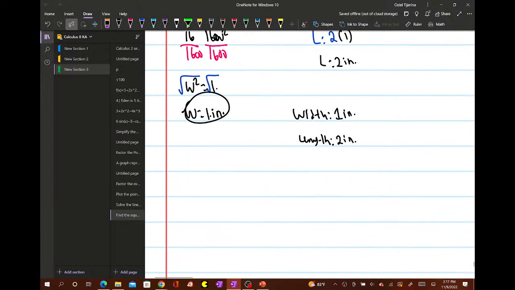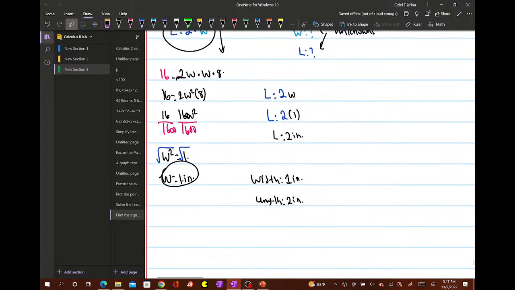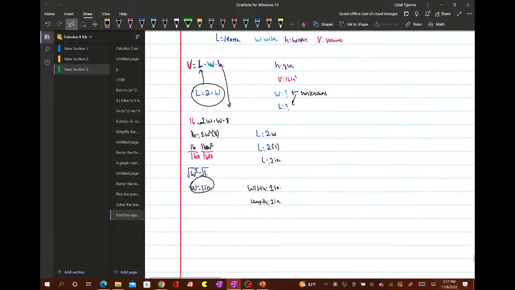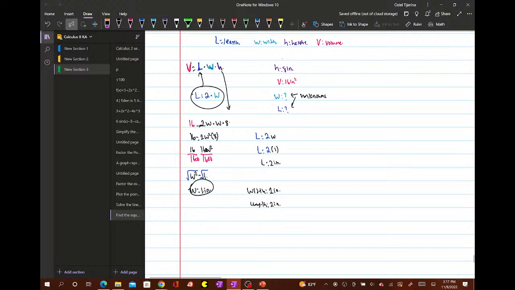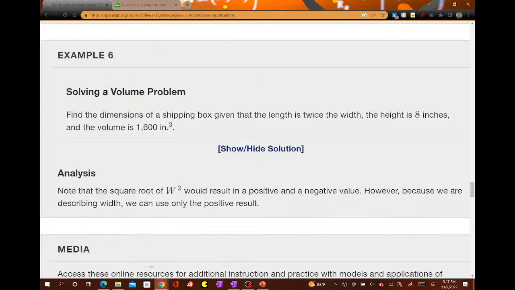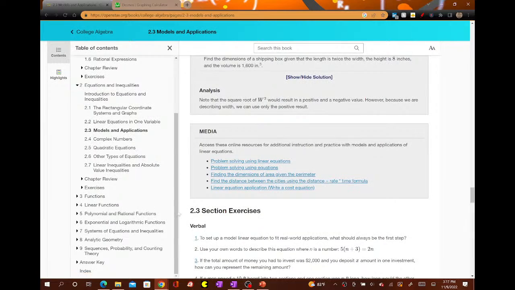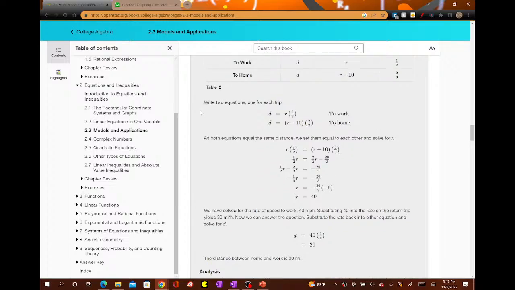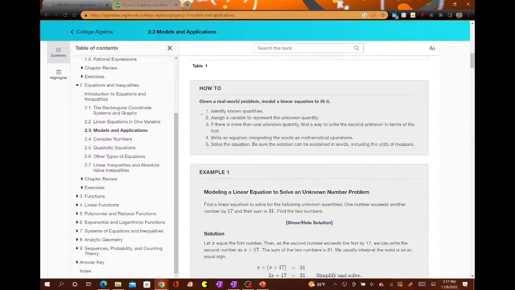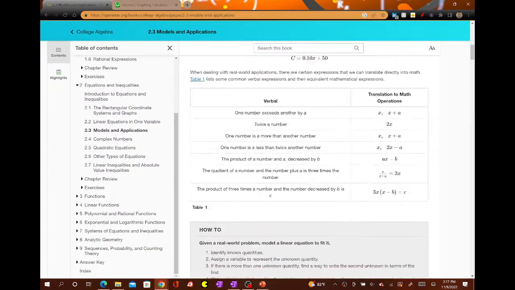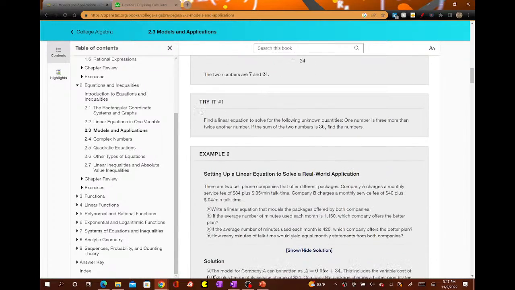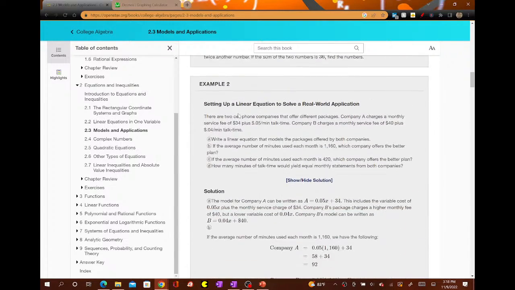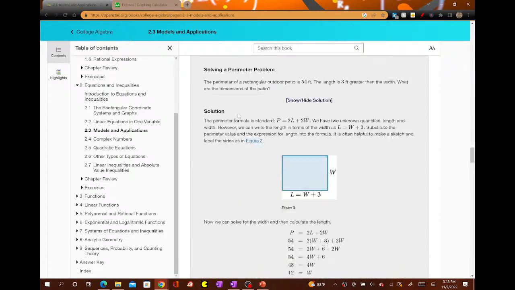So the length is 2 inches, the width is 1 inch, and the height, of course, is 8 inches, and the volume is 1600 in this case, but we'll just say it's 16 for the problem that we did. So, yeah, guys, this was a pretty difficult section. If anybody has any questions about this, you can let me know and I can do my best to answer any questions that you may have about this section.